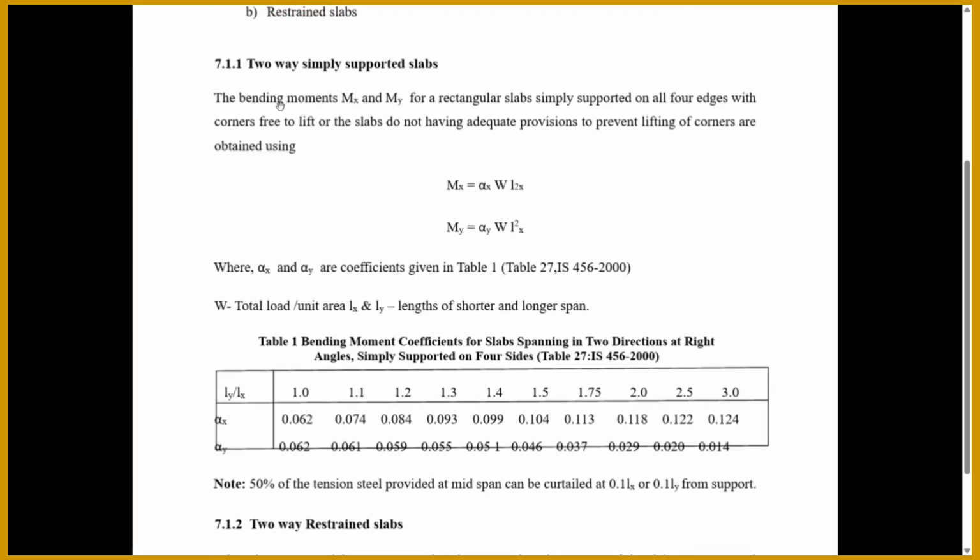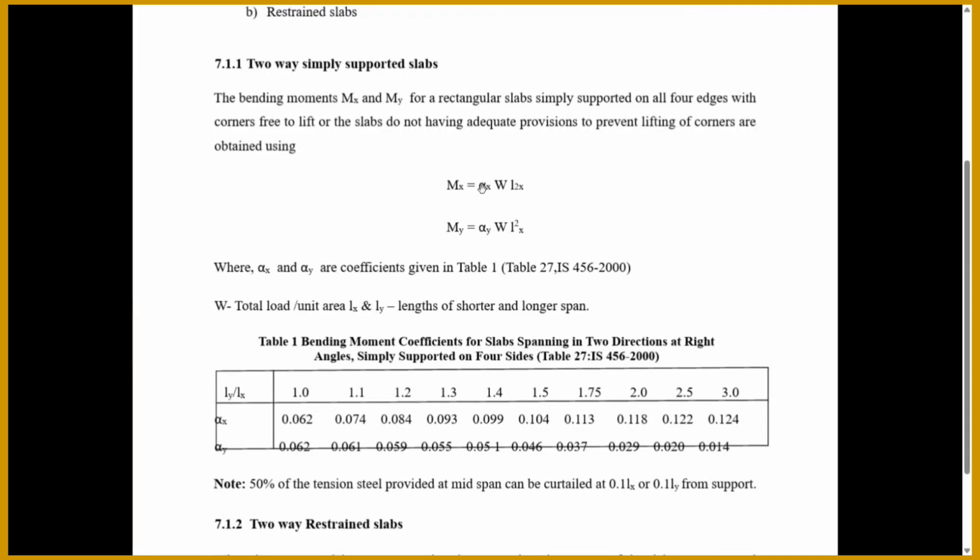For the two-way simply supported slab, the bending moments are Mx and My, the moment in the x direction and the moment in the y direction. For a rectangular slab, simply supported on all four sides with the corners free to lift, and the slab not having the provision to prevent lifting of corners, the moments are obtained as follows. This is the formula, and this is the load on the slab. This is the span L, this is the square of Lx, and this is the coefficient.